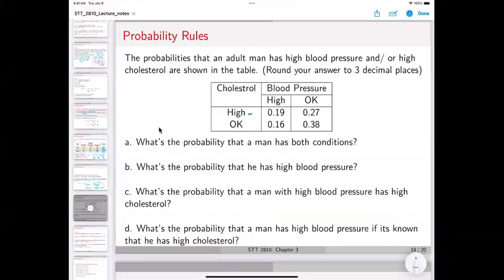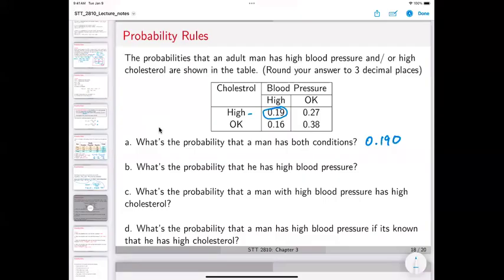So now let's answer the following questions. Question 1: what is the probability that a man has both conditions? That means that you have high cholesterol and high blood pressure. What do you think that would be? 0.19, because it's here. This is where they all meet. You see high blood pressure and high cholesterol, so that is 0.190.